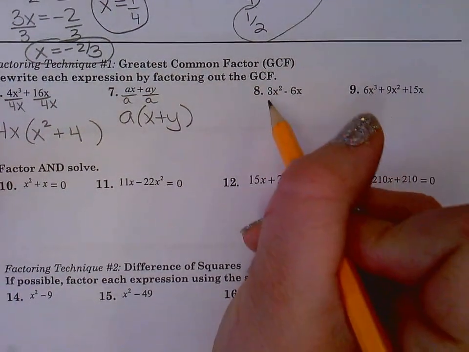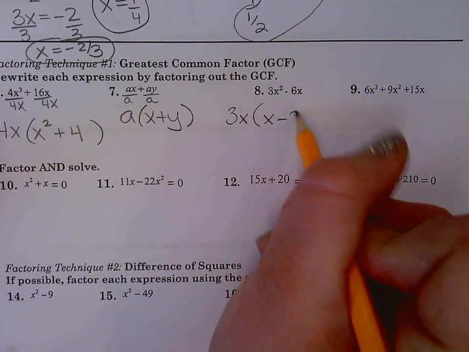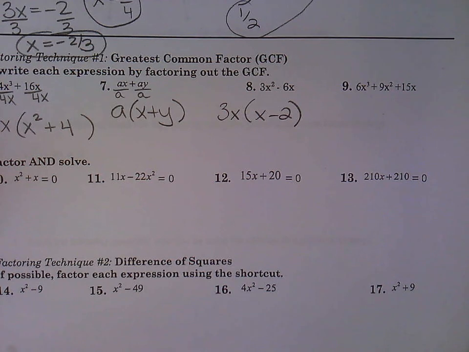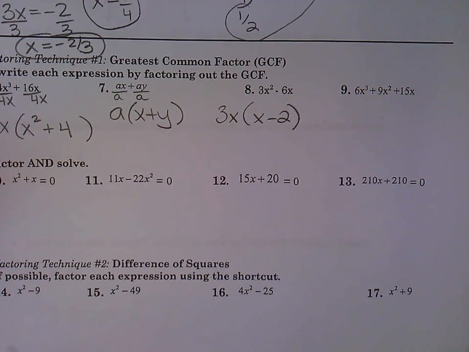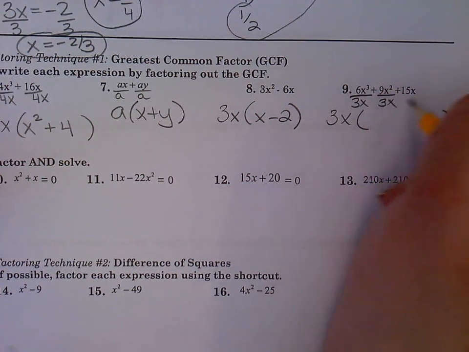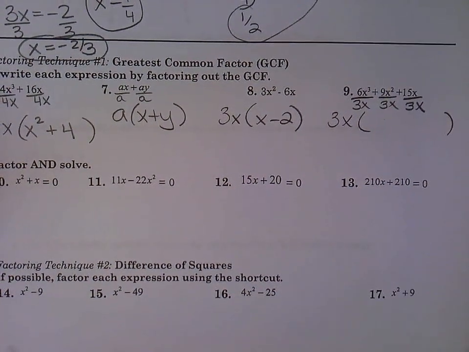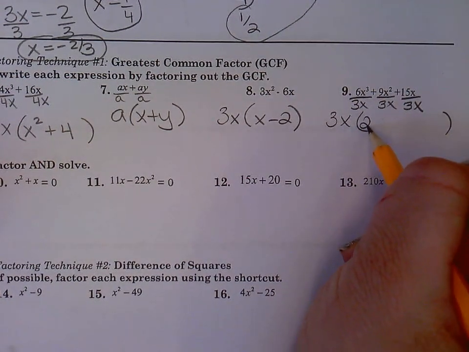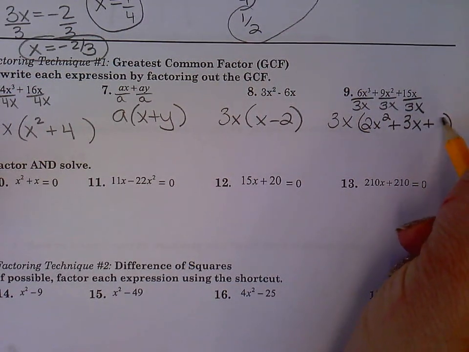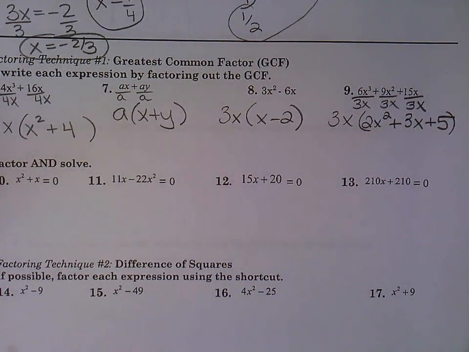Okay, number 8, you should have pulled out a 3x, and x minus 2 is left. Did you get it? Then number 9, same strategy, it's just a trinomial. I can pull out a 3 and what, an x? So now I have to divide all 3 terms by 3 and by x. So 6 divided by 3, so I'd have 2x squared. 9 divided by 3, so I'd have 3x, and then just plus 5. So for now, we're stopping here. There may be a way to take these trinomials a step further, but we don't know what that is yet. Our goal is to take out the greatest common factor.